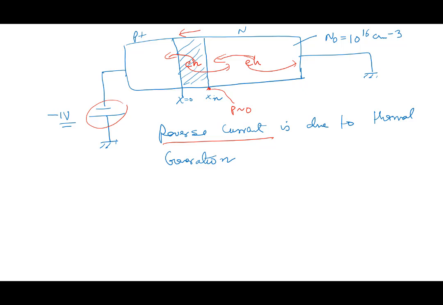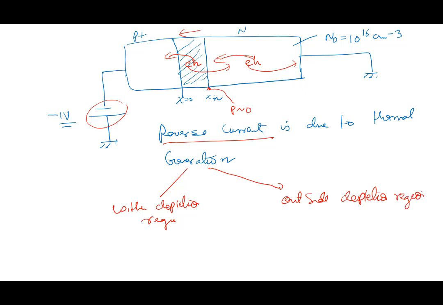Reverse current is due to thermal generation, and the two distinct sources are within the depletion region and outside the depletion region. These are the two distinct regions. Generation is occurring inside the depletion region, generation is occurring outside the depletion region. Both are contributing to current.